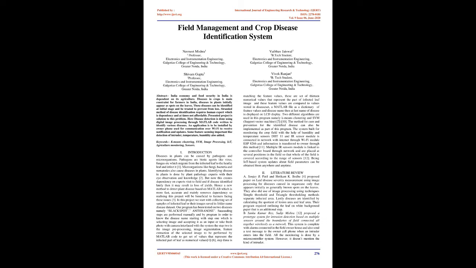Field Management and Crop Disease Identification System. Abstract. India's economy and food security are dependent on its agriculture. Diseases in crops are the main constraint for farmers in India.